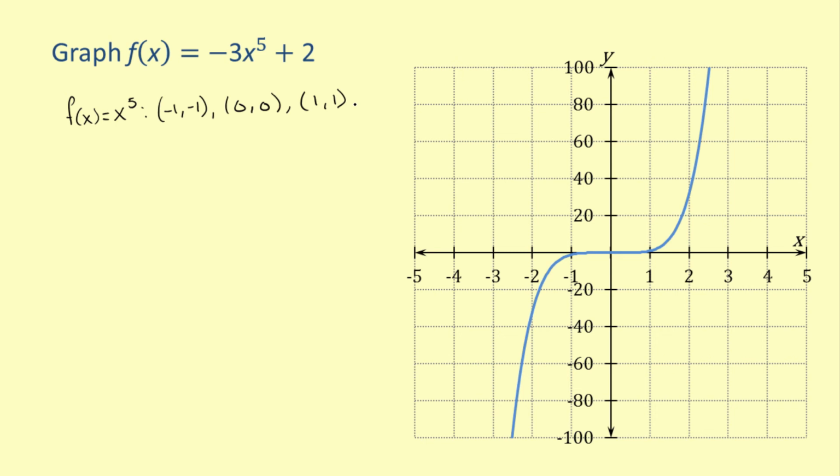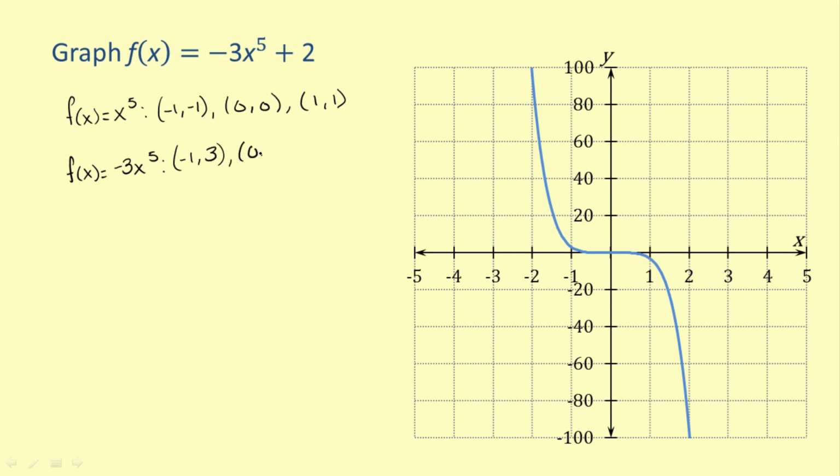Next, we'll want to look at the graph of negative 3 times x to the fifth. Since a equals negative 3, we know the graph will be stretched by a factor of 3. We also know that the graph will be reflected over the x-axis because a is negative. Here's the graph reflected and stretched. Using the same x-coordinates, we can determine that this graph passes through the points (negative 1, 3), (0, 0), and (1, negative 3). Here, we can see that the graph of negative 3 times x to the fifth is decreasing over the real numbers.